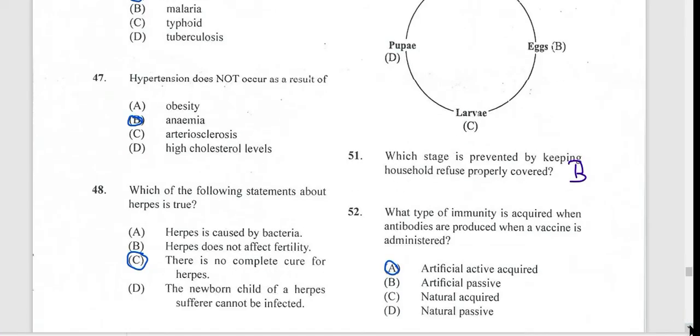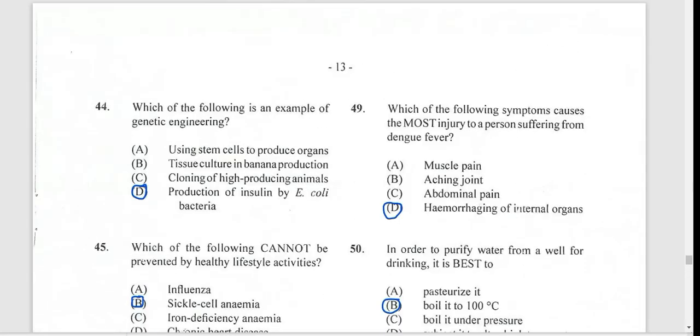48, which of the following statements about herpes is true? It's a virus. There is no complete cure for herpes. So C is your answer there for 48. Now we're going to be moving on to 49. Which of the following symptoms causes the most injury to a person suffering from dengue fever? It's going to be the hemorrhaging, of course, the bleeding of internal organs. That can really lead to some serious trouble. So your answer here for 49 is going to be D.